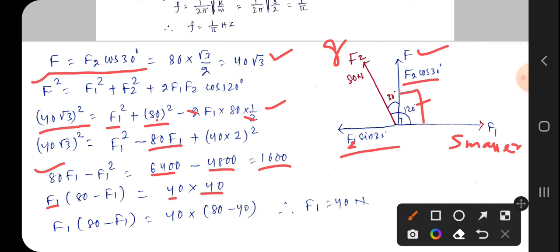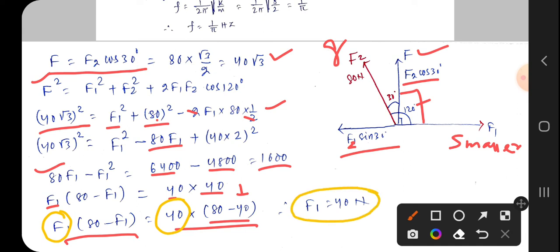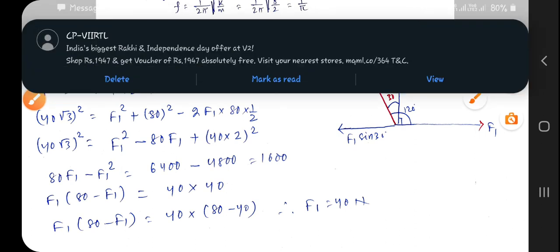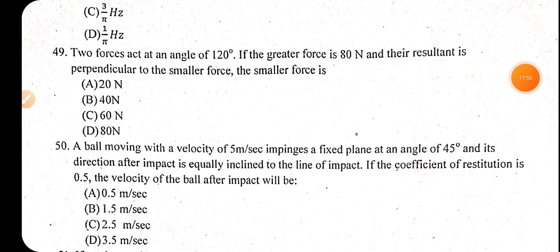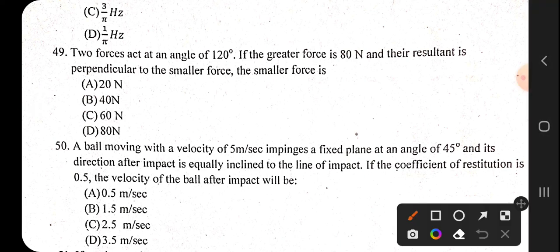Now we can write 40 as 80 minus 40. Comparing both sides, automatically F1 is equal to 40, because 80 minus F1 is 80 minus 40. That means the magnitude of the smaller force is 40 Newton. So here the answer will be option number B, that is 40 Newton.